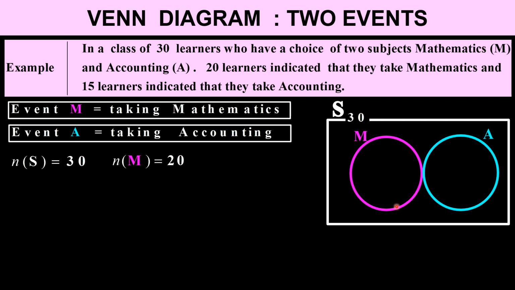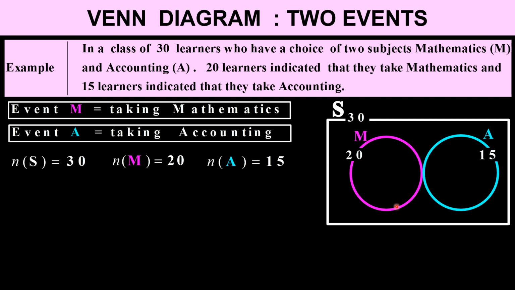Then the size of event M, there are 20 learners. Also not going to put the 20 inside. Let's put the 20 there by the M. You see that? So that 20 represents all the mathematics learners. The same with the accounting, we have 15. We just put the 15 there.